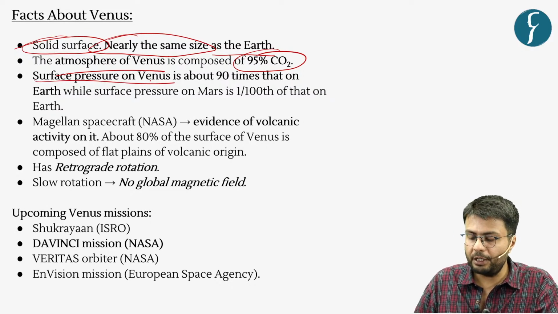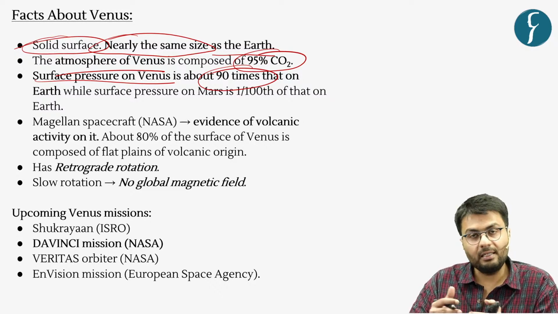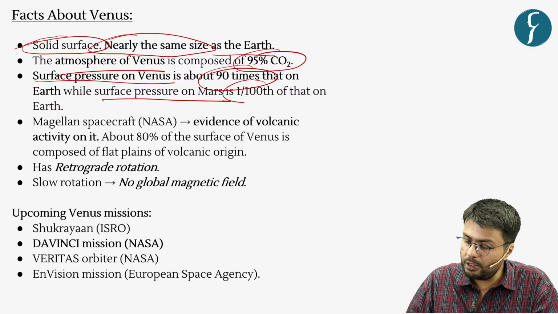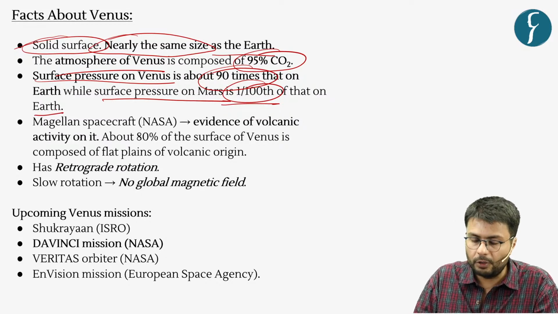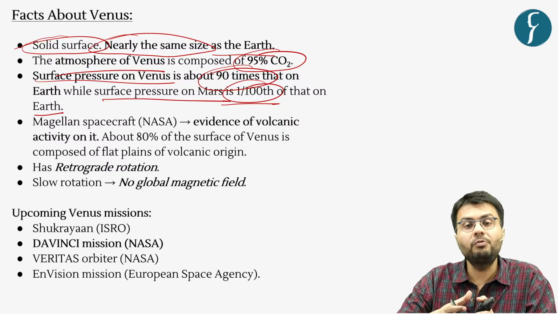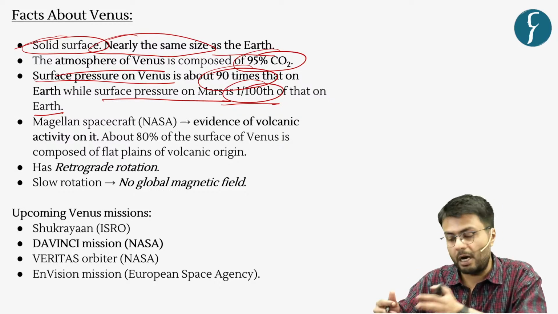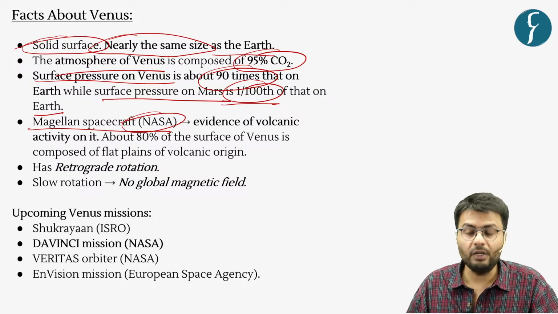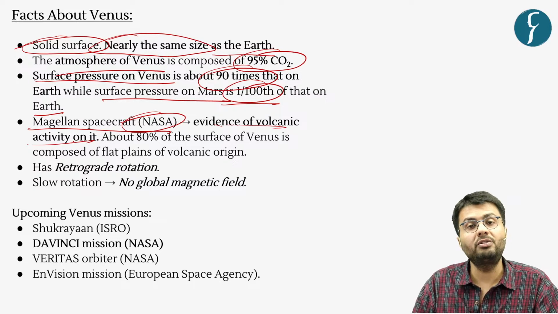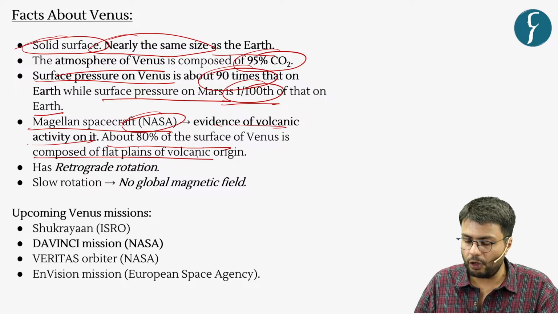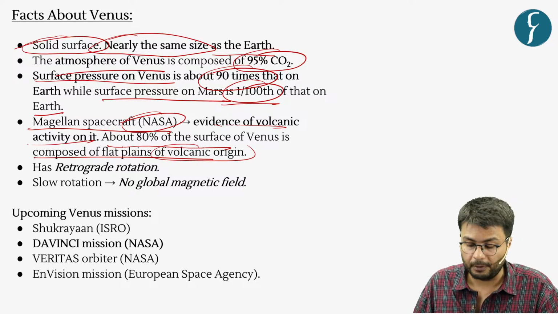Now, the surface pressure of Venus is about 90 times more than that of Earth, whereas Mars's surface pressure is almost 1/100 of that of Earth. So, the atmospheric pressure of Venus is higher than that of Earth, and the atmospheric pressure of Earth is higher than that of Mars. Further, the Magellan spacecraft of NASA discovered evidence of volcanic activity on the surface of Venus, as about 80% of the surface of Venus is composed of flat plains of volcanic origin.